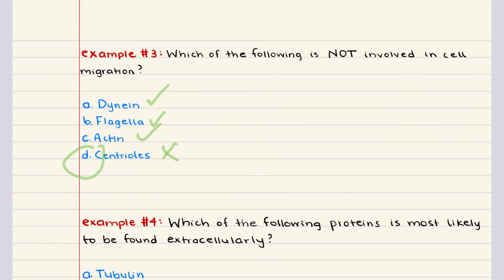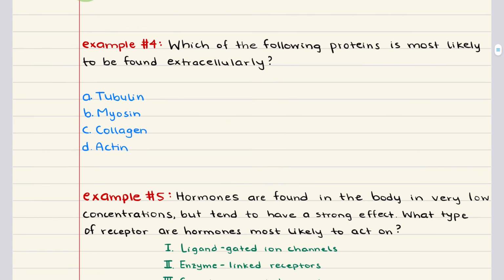Problem 4 says, which of the following proteins is most likely to be found extracellularly? Let's go ahead and work through the answer choices here as well. A says tubulin.